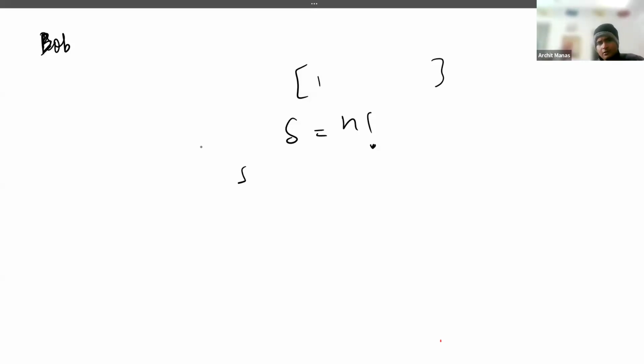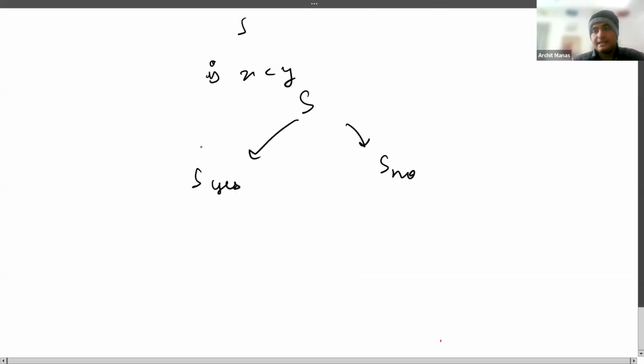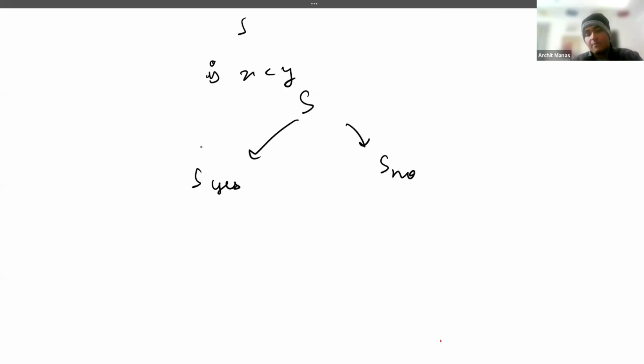And therefore, both of these players, the algorithm and Bob, have access to S. And the point is, whenever the algorithm asks a question about S, let's say, is X less than Y? Now, there are two ways Bob could respond to this. Bob could say yes or Bob could say no. And S splits into these two sets, S yes and S no. S yes meaning the set of permutations that still work if Bob were to say yes, and S no is the set of permutations that would continue to work if Bob said no.